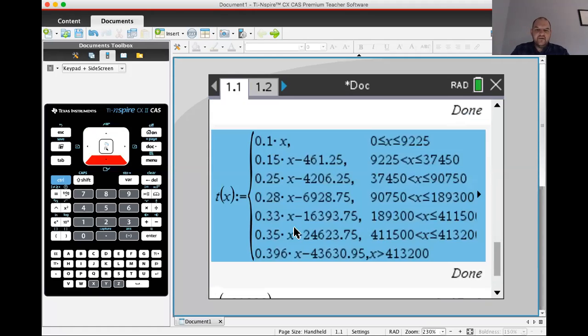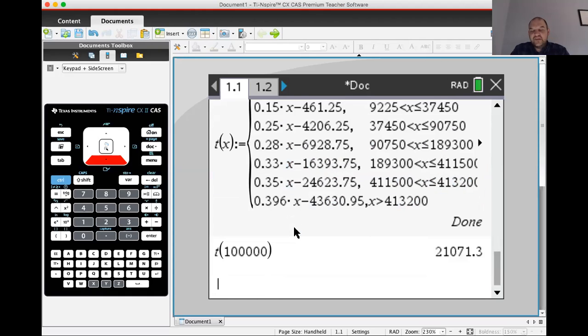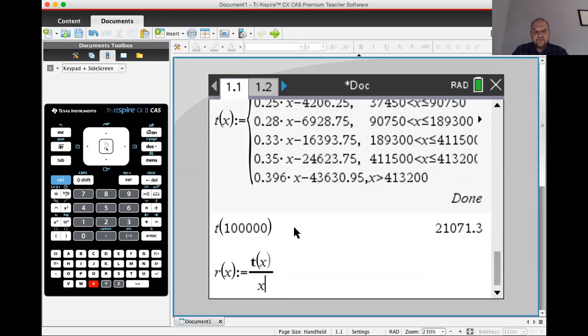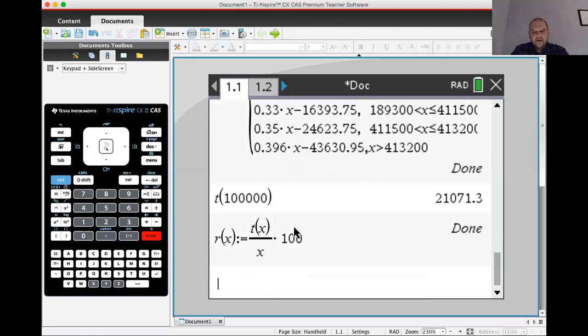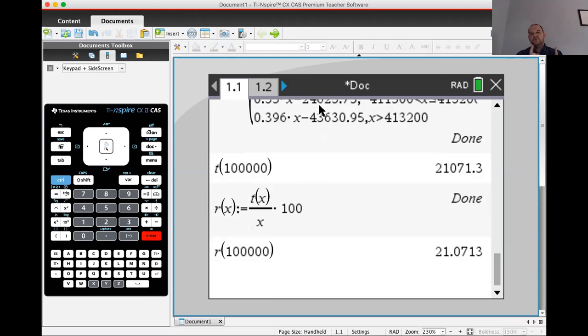So I mean, it's definitely working. So now, what's your effective tax rate, right? If you make $100,000, that's a great goal. A lot of people feel like once I make that much, that'll be it. So if I do that, I'm going to define a new function, which is T of X divided by X, and then times 100. So if you make $100,000 and you just look at the tax table at the top of your notes, you would think that you're going to pay 28% in tax, but you actually are effectively paying 21%. Why are you paying 21%?